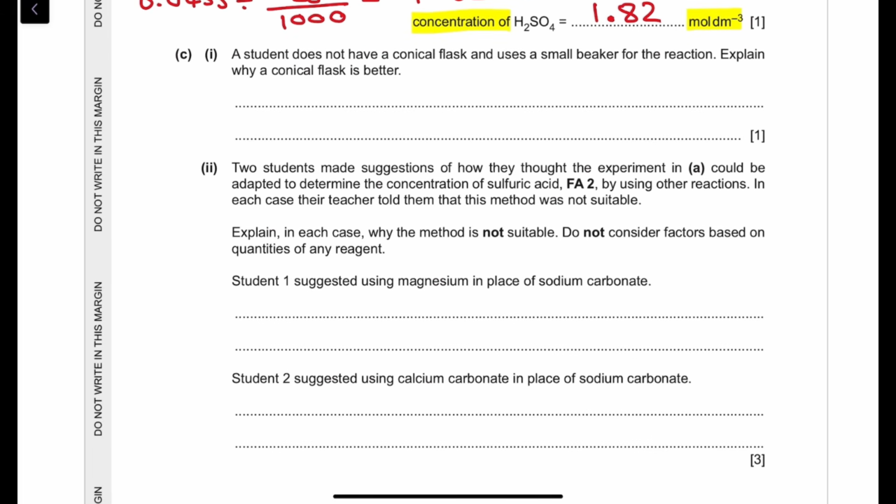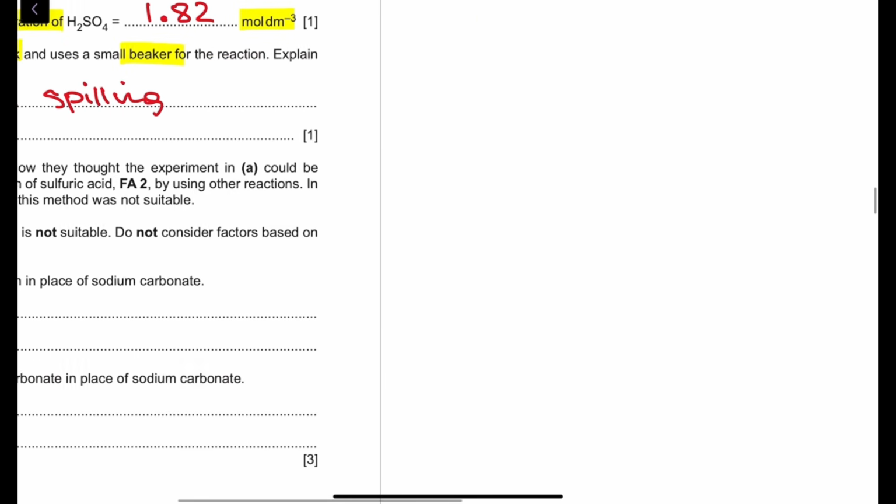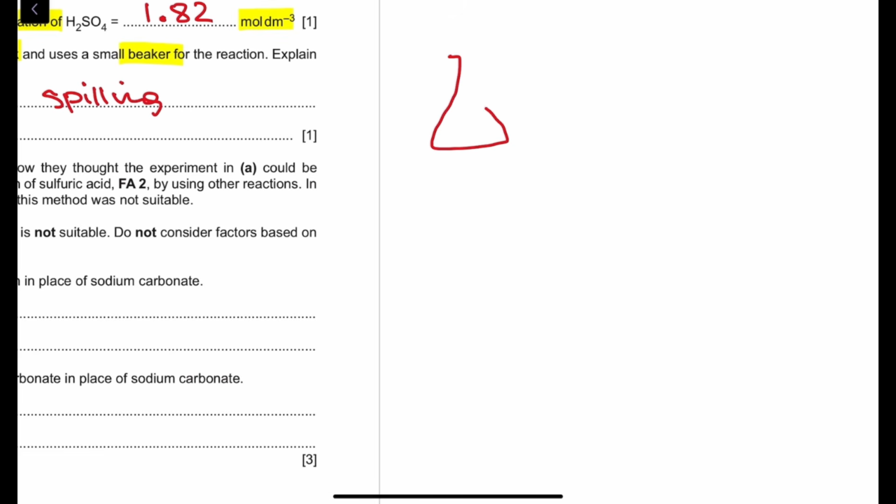So here it says a student didn't have a conical flask and used a beaker instead. Explain why a conical flask is better. Now, using my own wording, I'd say a conical flask reduces spilling. And I can explain why as well. So conical flasks look like this and beakers tend to look like this.